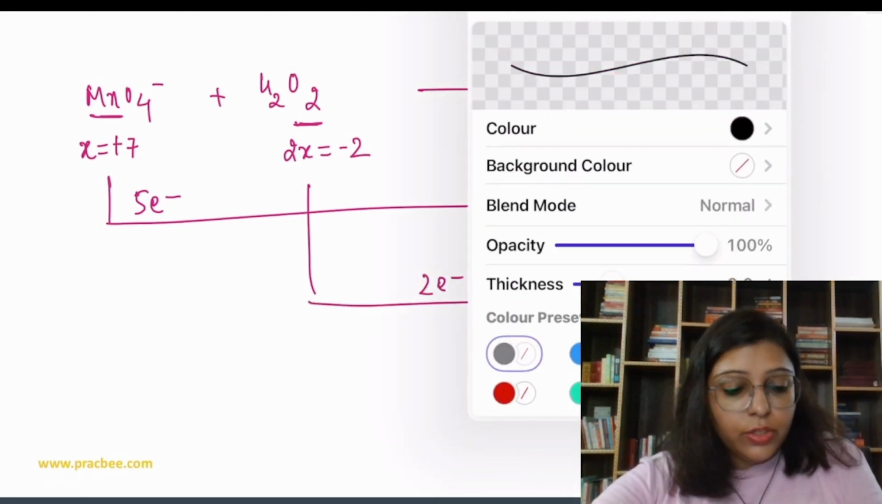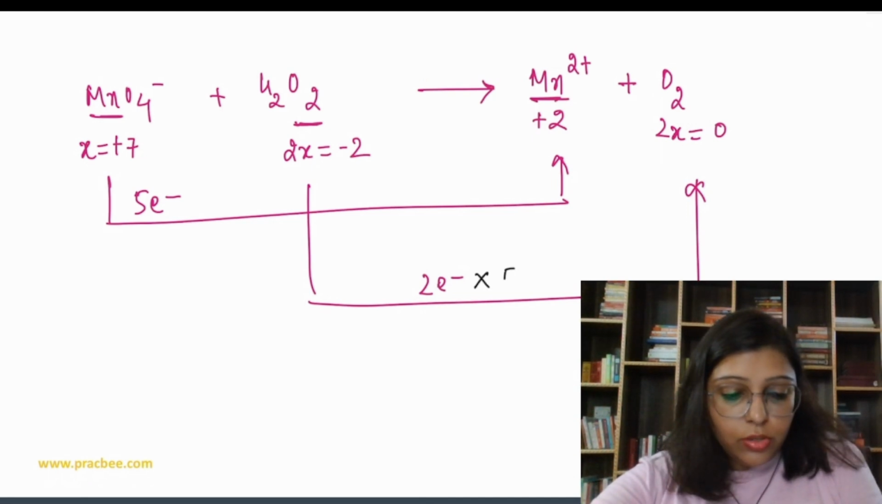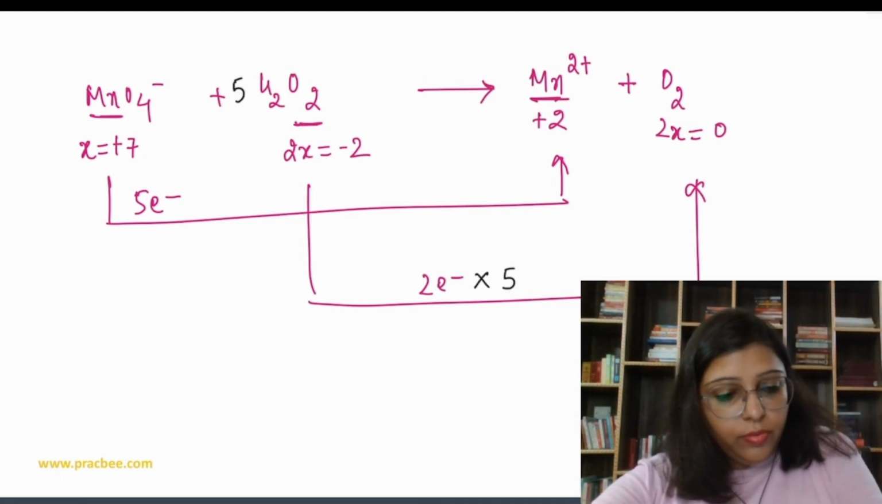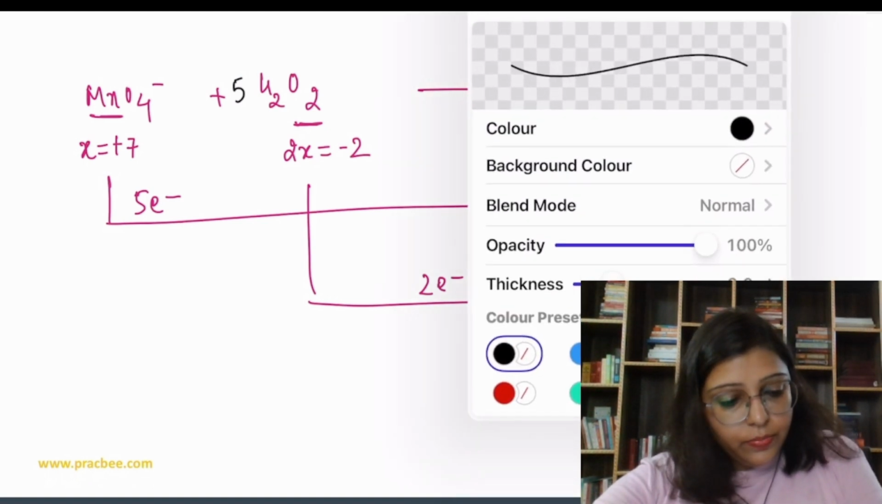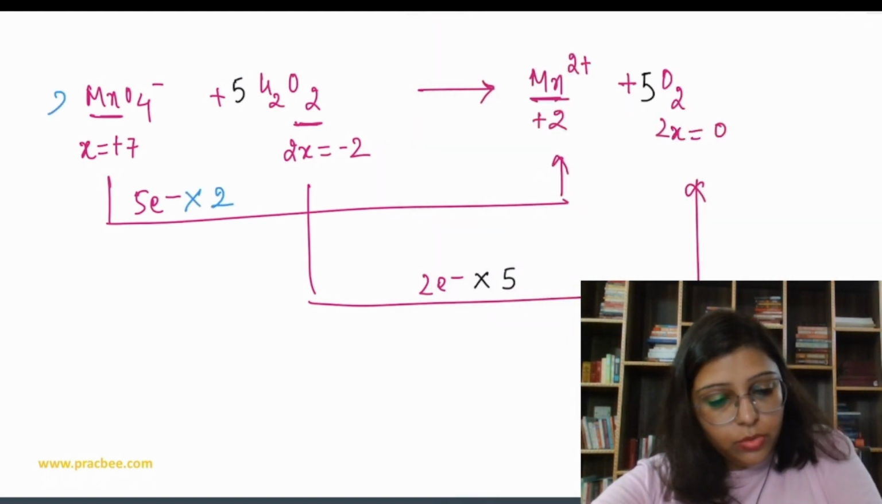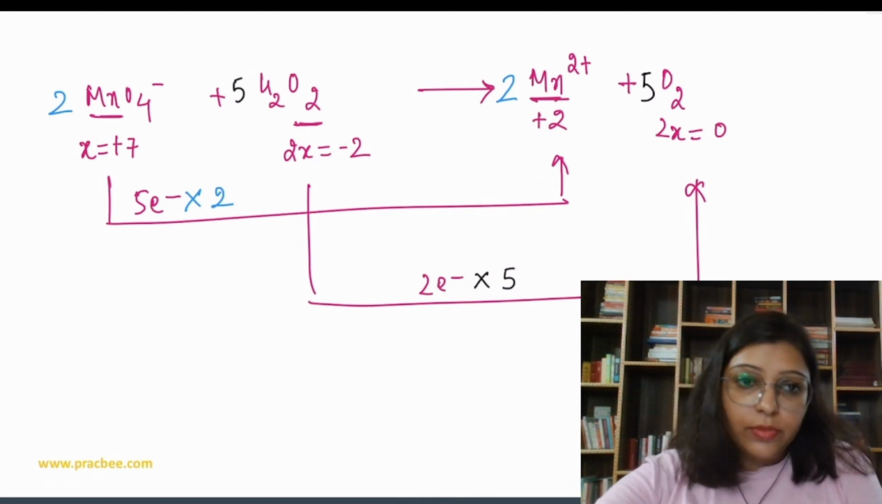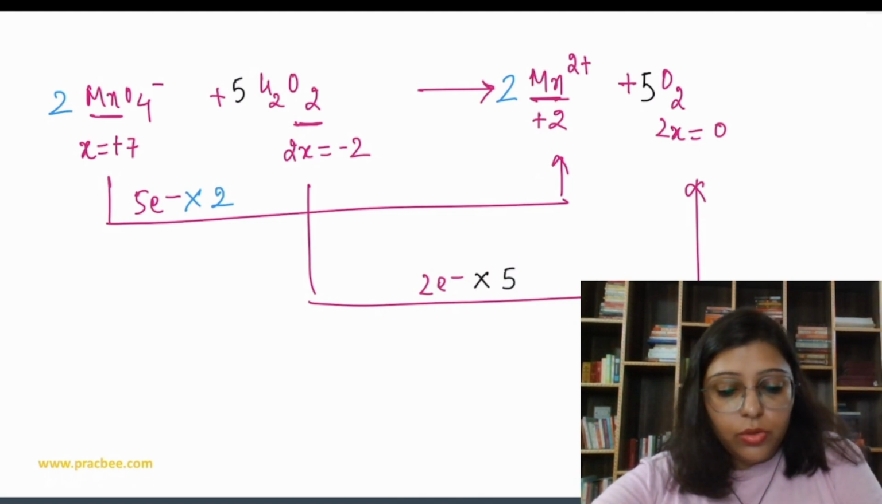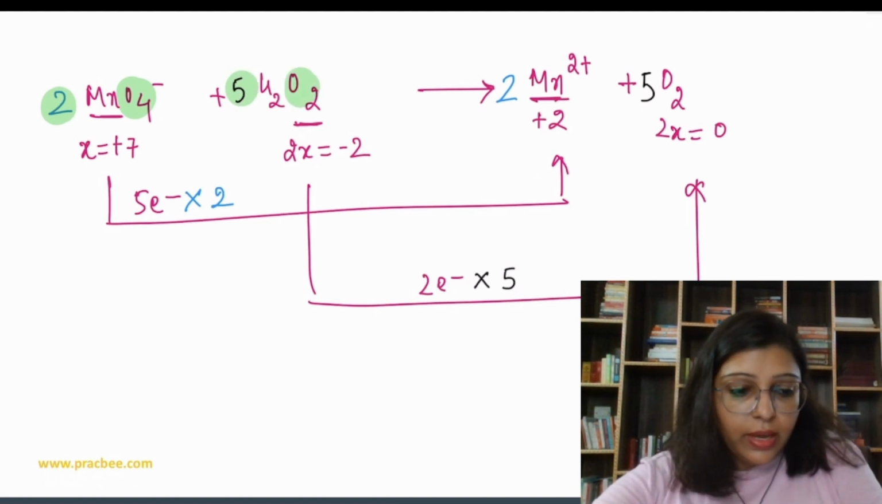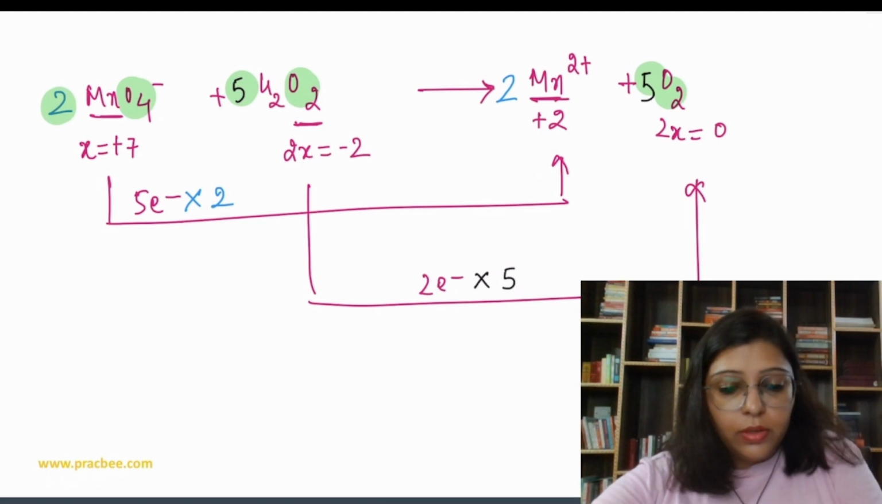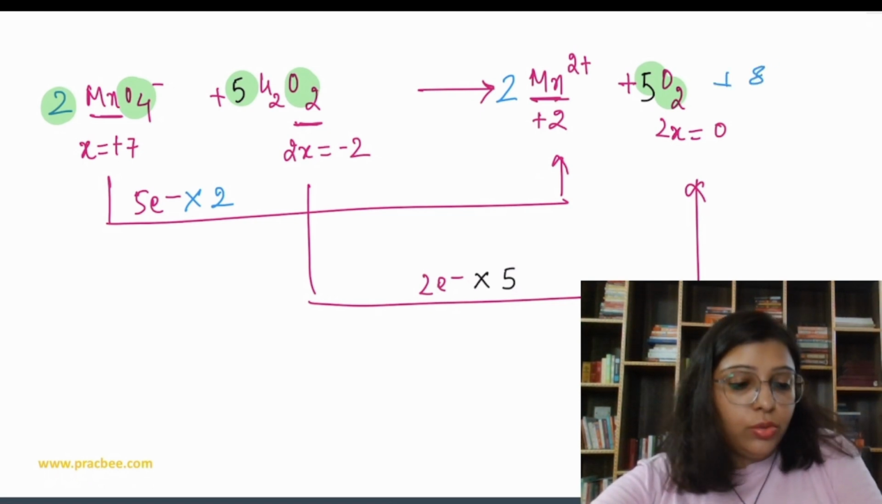It means now first we have to balance the electrons. So this should be multiplied by 5, so 5, and this should be multiplied by 2, so 2. Now we have to balance oxygen. So 2 4s are 8, 5 2s are 10, and 2 4s are 8, that is 18. So here we have 5 2s are 10. So here we write 8H2O.